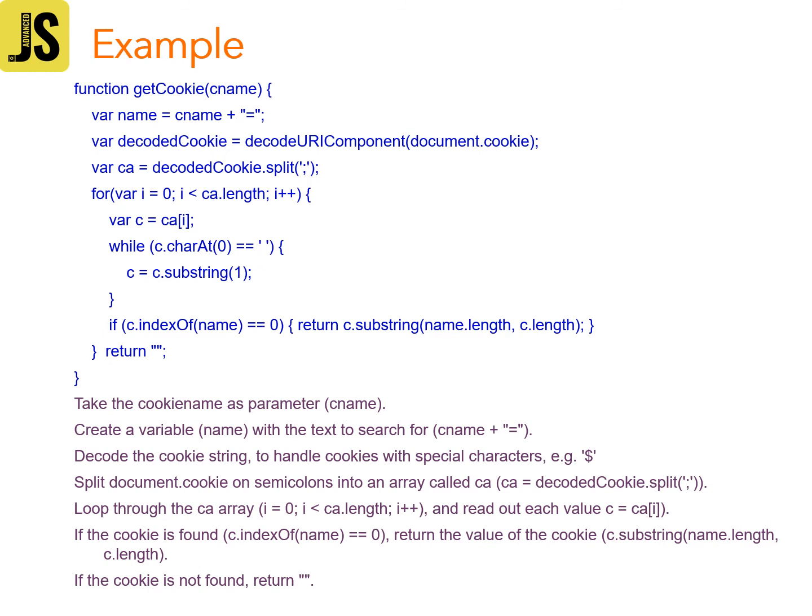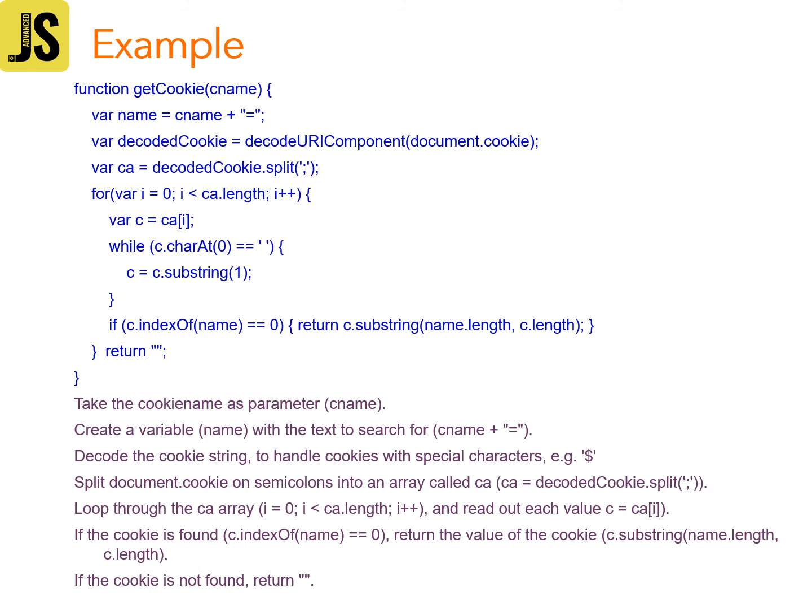So inside this particular get cookie function, the function will take a parameter which is used to identify this particular cookie name or cookie value from the browser cookie file. So here that thing should be mentioned as cname. In this function, the cookie name should be appended with the equal sign. Then after that, it will decode the cookie string to handle the cookies with special characters.